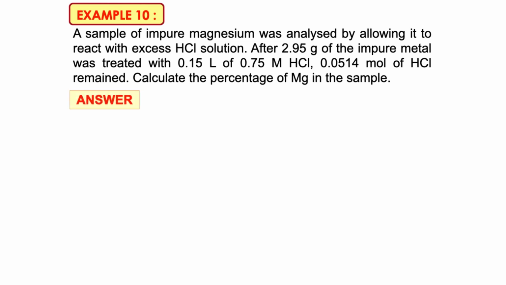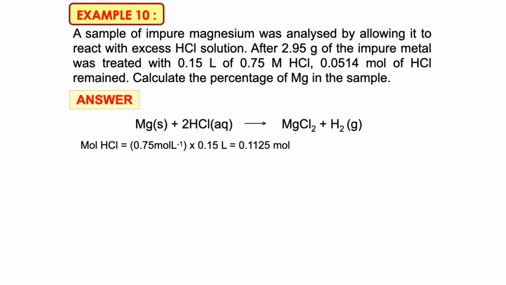First, you have to form an equation for the reaction, which is magnesium reacts with 2 mole of the HCl, produces 1 mole of the magnesium chloride, and releases hydrogen gas. So for the mole of the HCl, because it gives you the molarity and volume, you can calculate the mole of the HCl. It is 0.1125 mole.